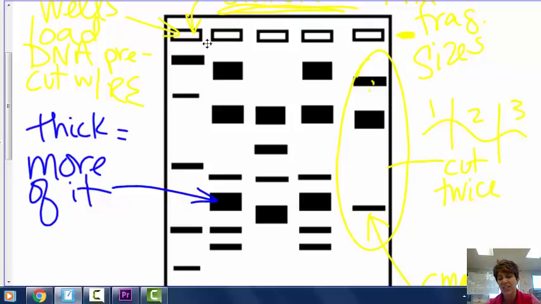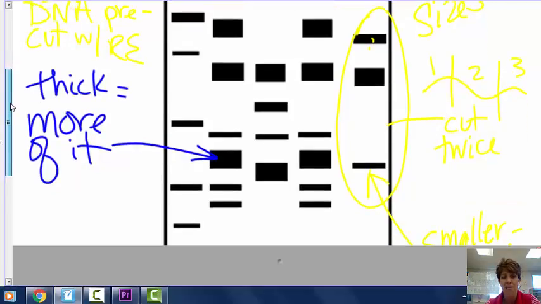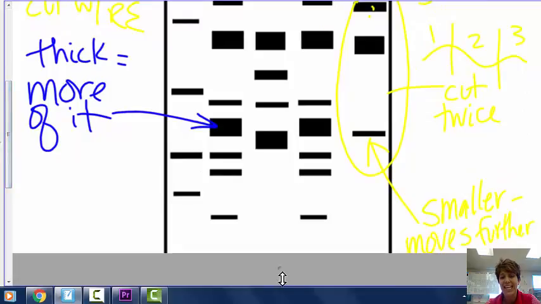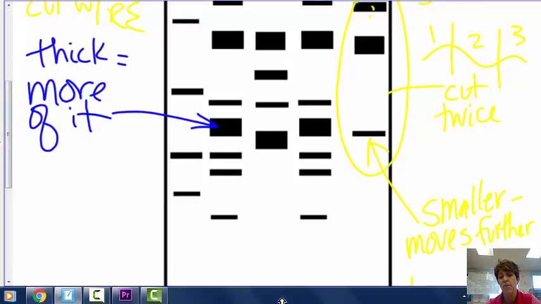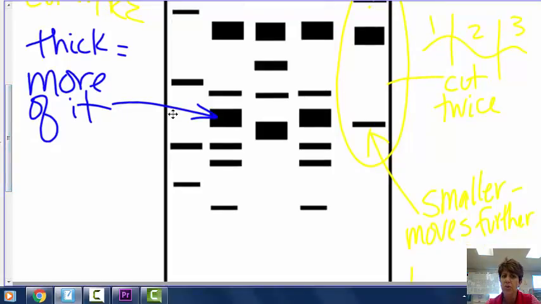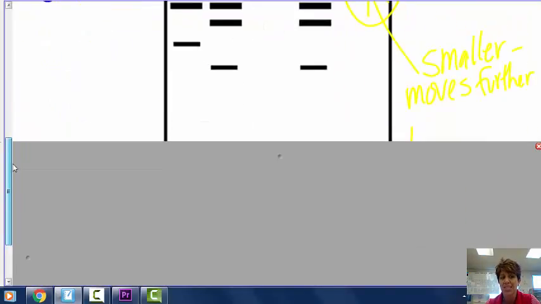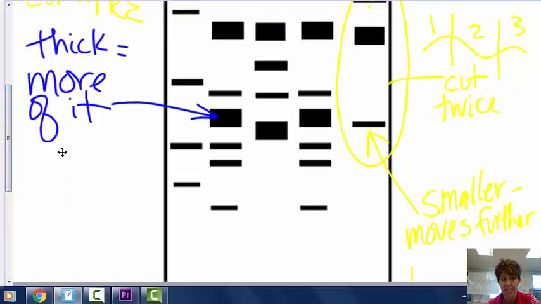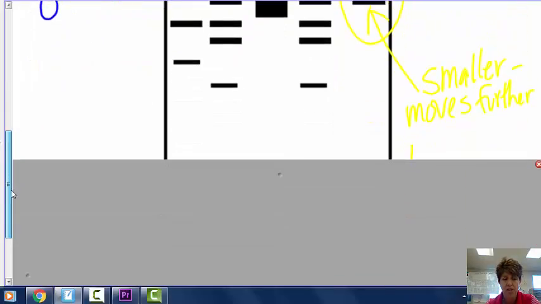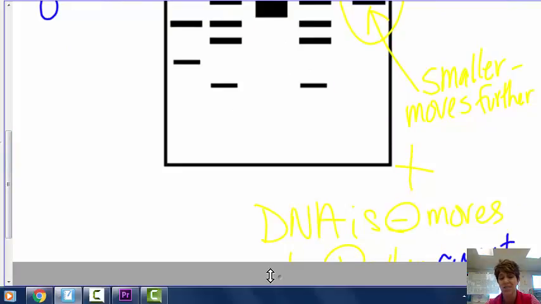This is the negative electrode, and the other end is the positive electrode. DNA is negative, so it moves from the negative end to the positive end. I also marked here that when you notice that a band is thick, that just means that there's more of it present. Sometimes you get really thick ones up by the well, and that means the restriction enzyme didn't work and it didn't cut your DNA.